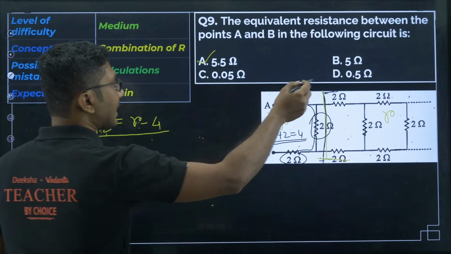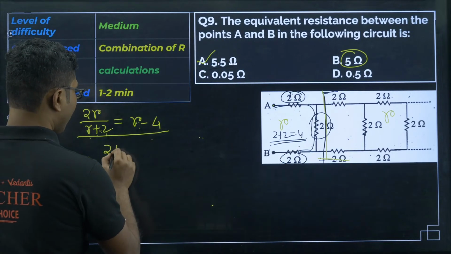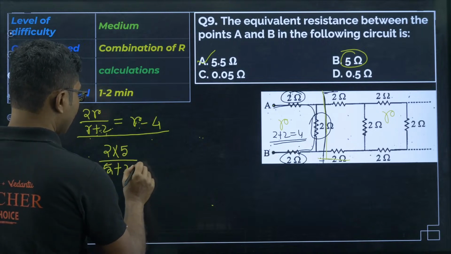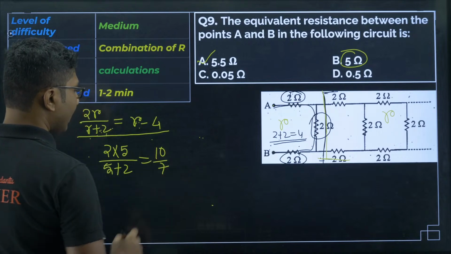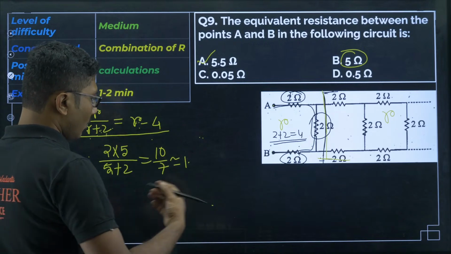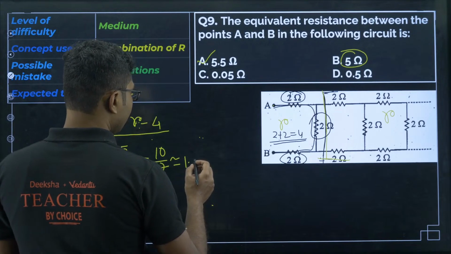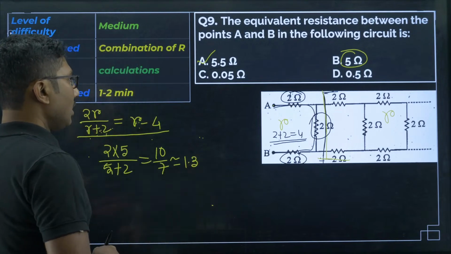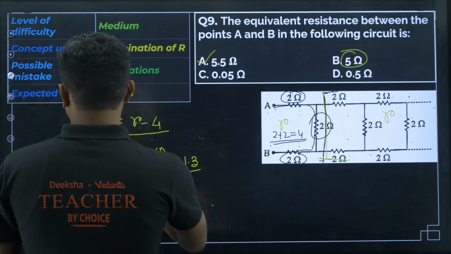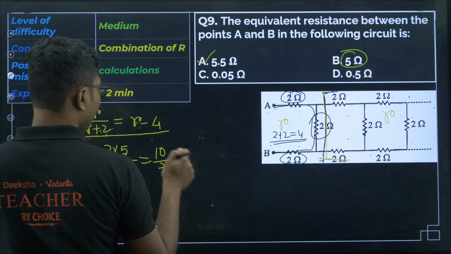You will satisfy first with 5 ohm in this equation. So 2 into 5 divided by 5 plus 2, that is 10 by 7. And 10 by 7 is equal to somewhere 1 point something, 1.3 to 1.3, in fact almost 1.4. Anyway, it will be 1.4. So if you do that, you will get 1.4.